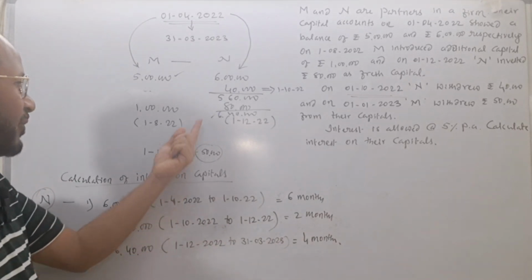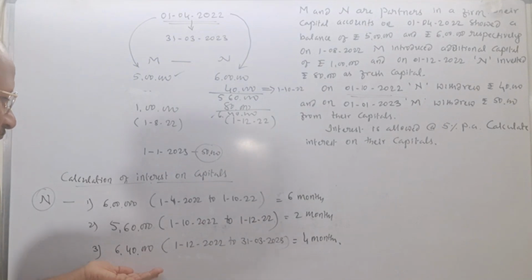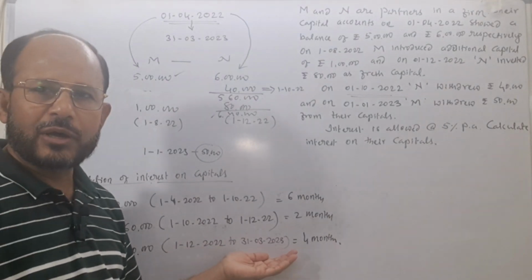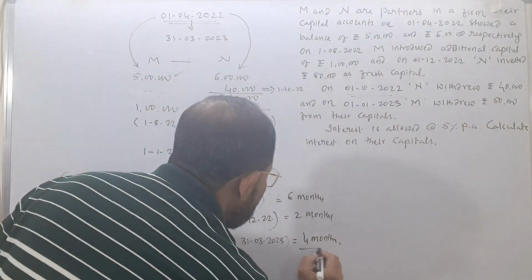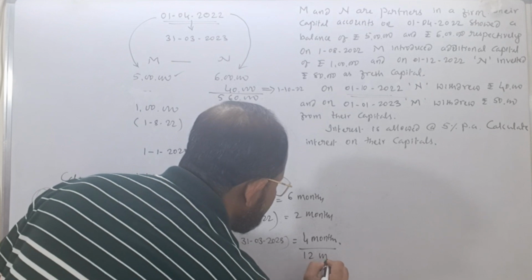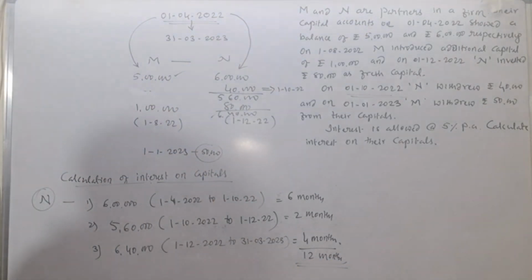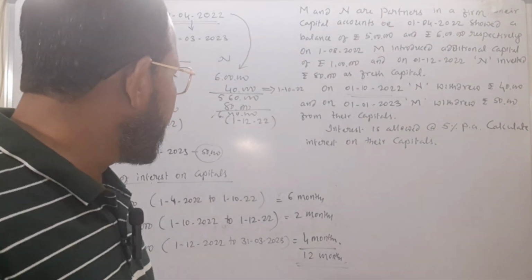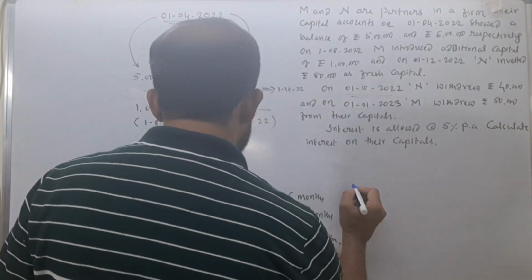Next one is, after the introduction of fresh capital, the total capital increased to rupees 6,40,000 and it was used from 1st December to 31st March 2023 for the period of 4 months. Therefore, here the total again comes to how many months? For 12 months. Now simple, by applying the given percentage, you can calculate interest. Okay, you calculate the interest.